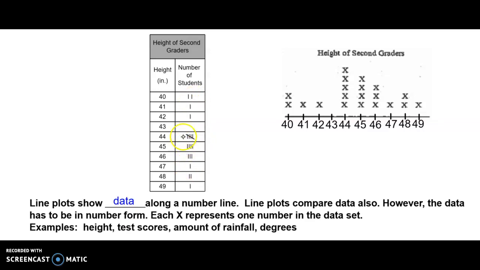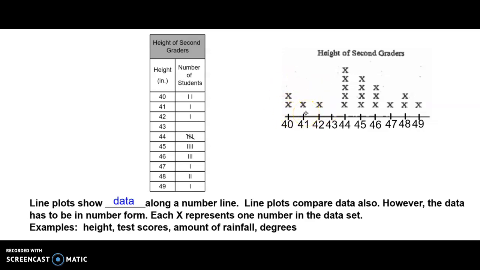So all these tallies then get transferred over onto your line plot as X's. So there's 2 at 40, 1 at 41, 1 at 42, none at 43. And then you can go in here and you can compare and say, ooh, the greatest amount of students were 44 inches tall. Or the least amount of students that had a height was 43 because 0 students were 43 inches high. You can also say, oh, there were 4 students who were 42 inches or less in height. And you can say, oh, 1, 2, 3, 4, 42 inches or less is all of these guys right here.